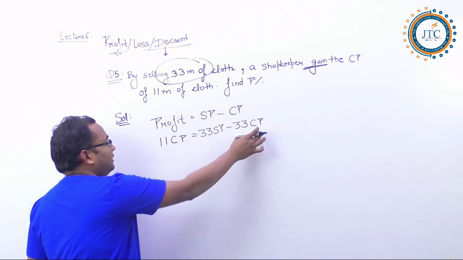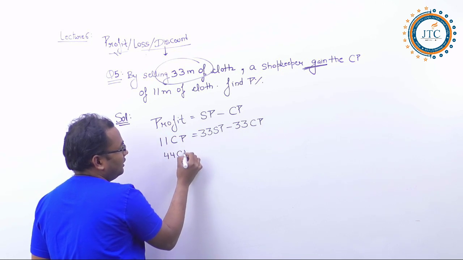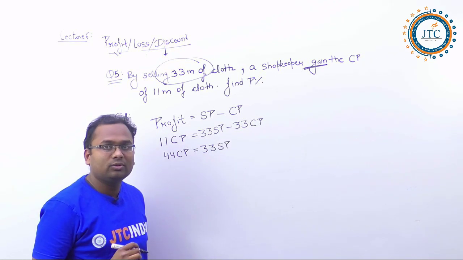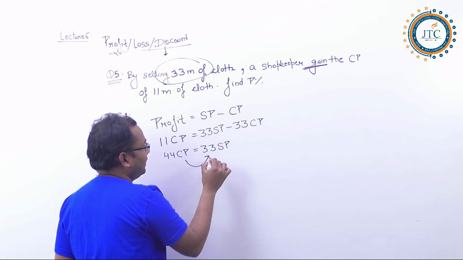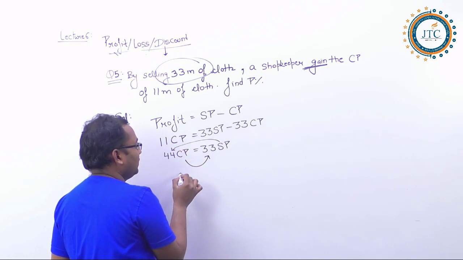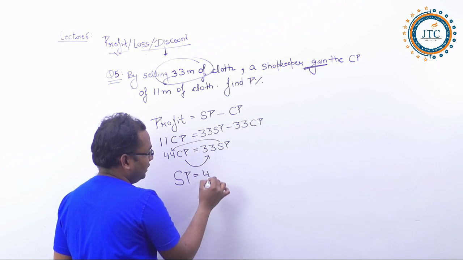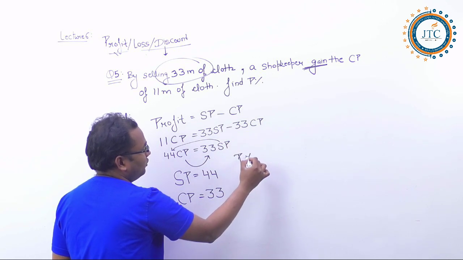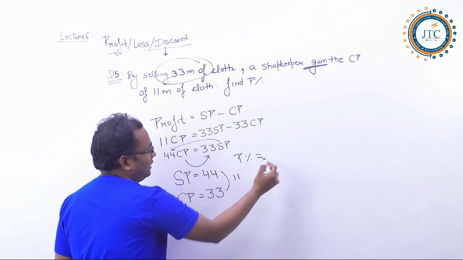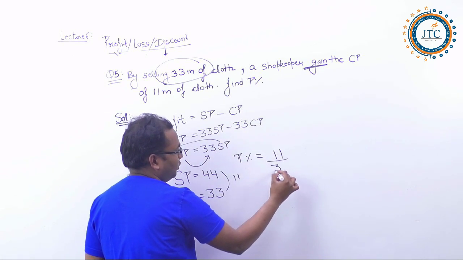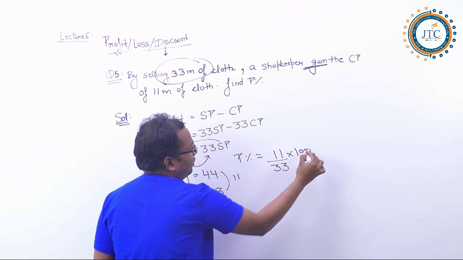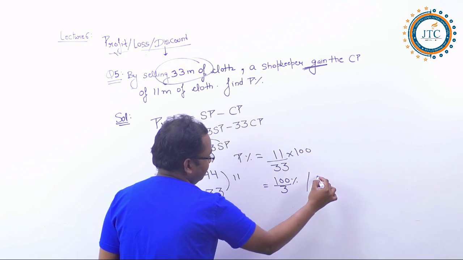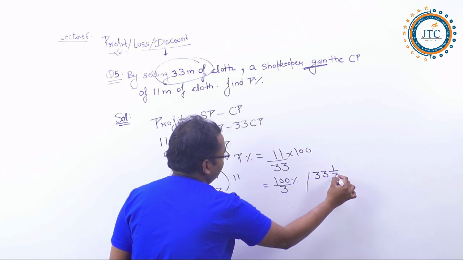So from here we can write 44 CP is equal to 33 SP. 44 CP is equal to 33 SP. So what is the value of CP here? 33. And what is the value of SP? 44. If SP is equal to 44 and CP is 33, then what is the value of profit? The gap is 11. Profit percent is equal to 11 by cost price 33, into 100. So profit percent is equal to 100 upon 3%, which comes out to be 33 and 1 upon 3%.